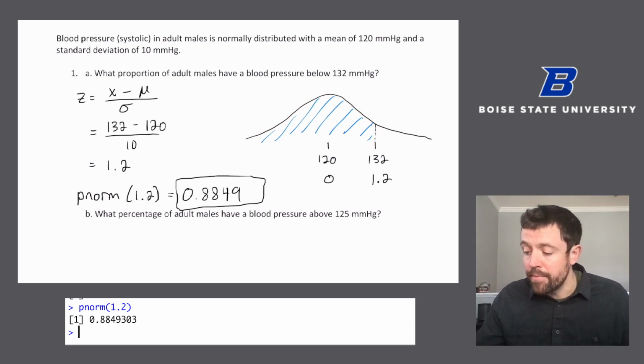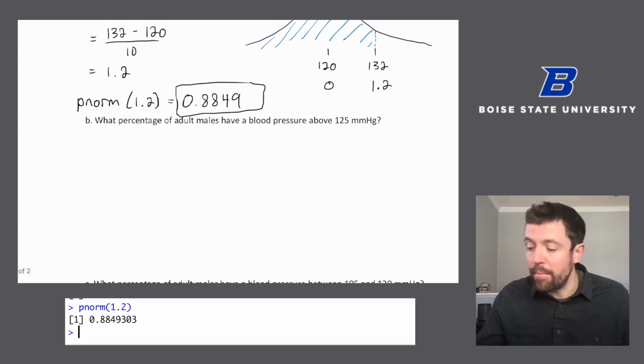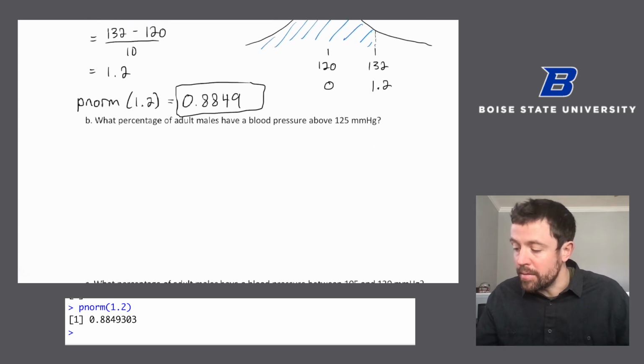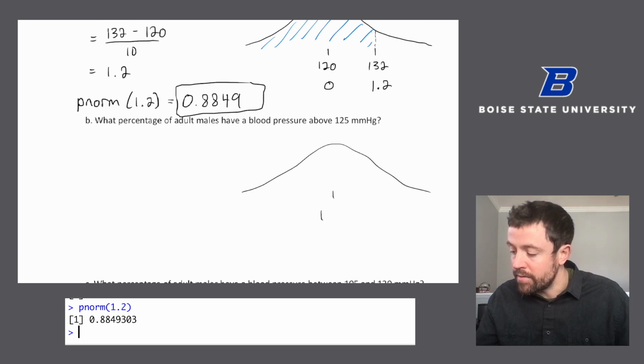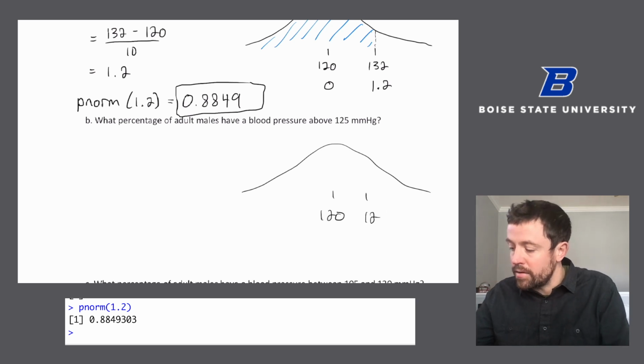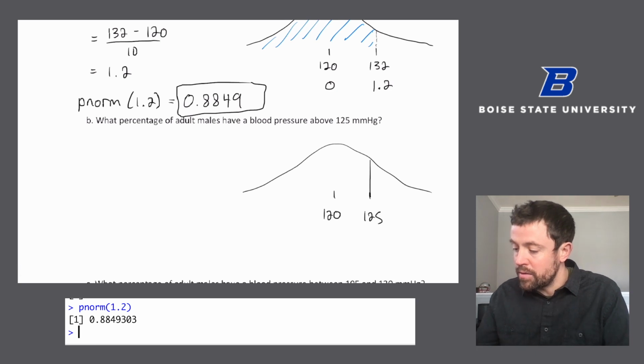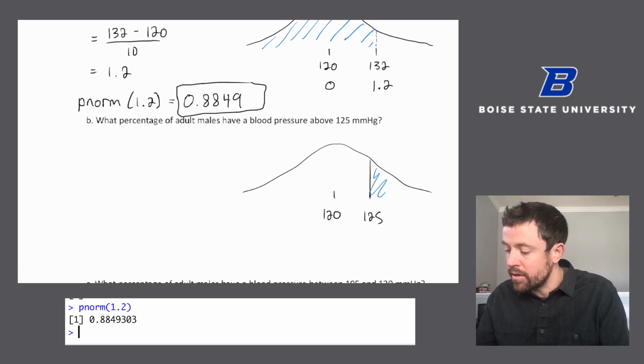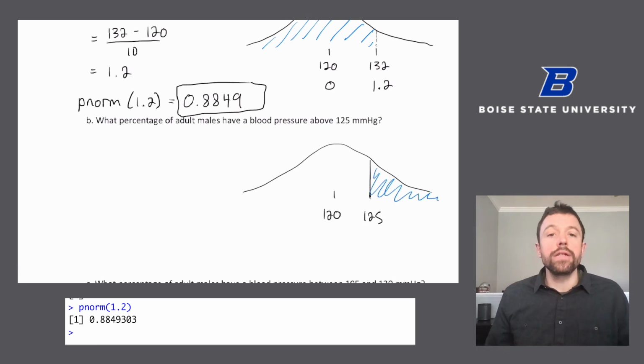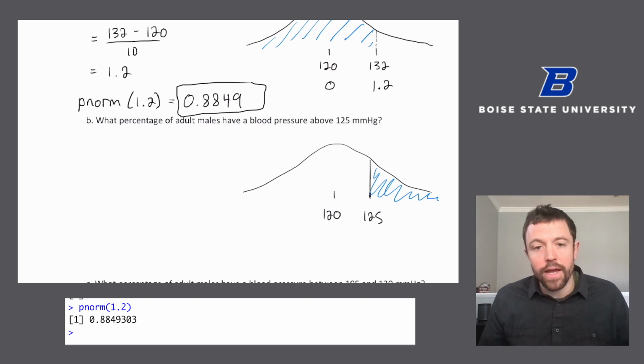All right, question B. What percentage of adult males have a blood pressure above 125 millimeters of mercury? Well, again, I'm going to draw my picture. Very rough. This is 120. This is 125. Let's write those a little better. And I want the area above 125 because I'm asked about a blood pressure above 125. So this is a bit different from problem 1. I don't want the area to the left, I want the area to the right.